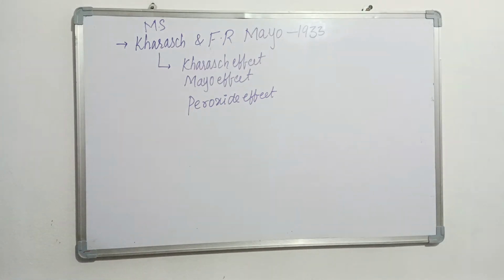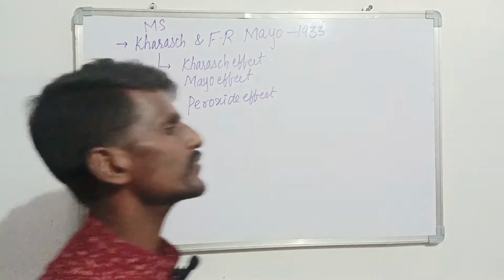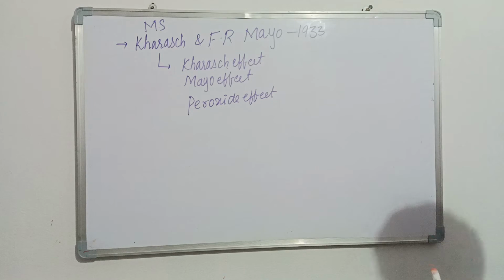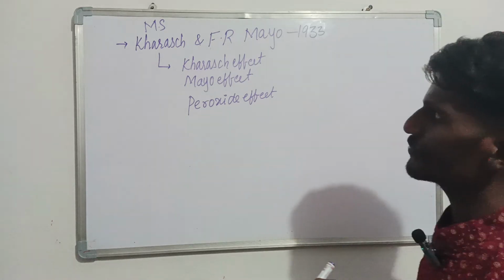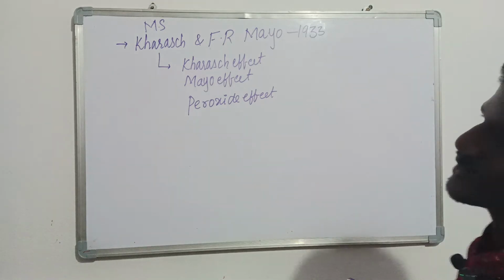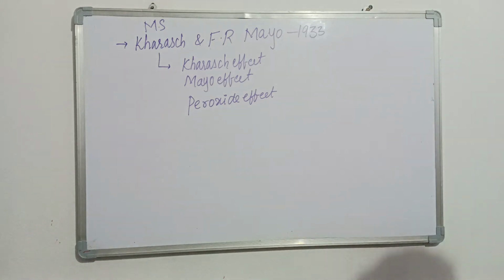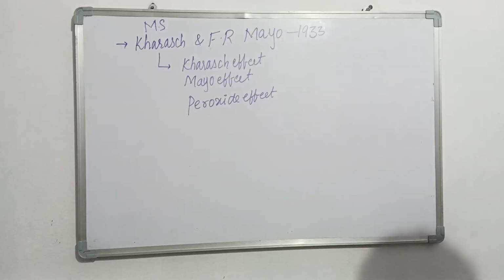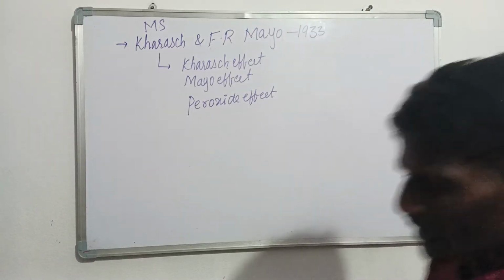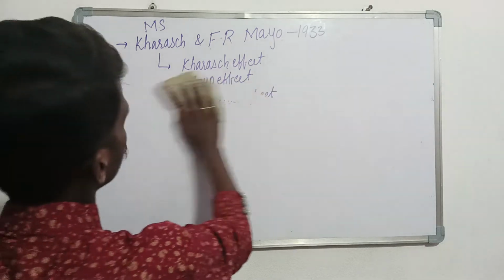So in the year 1933, M.S. Kharasch and F.R. Mayo discovered this effect, hence it is called the Kharasch effect and Mayo effect, and since it happens in the presence of peroxide, it is called the peroxide effect. Then we'll see the mechanism.